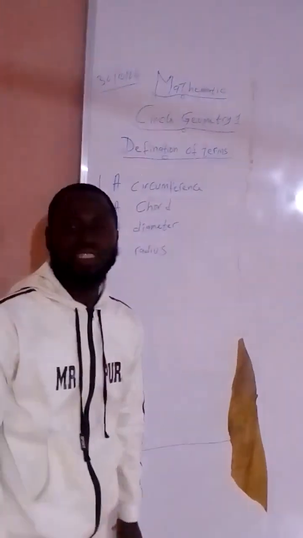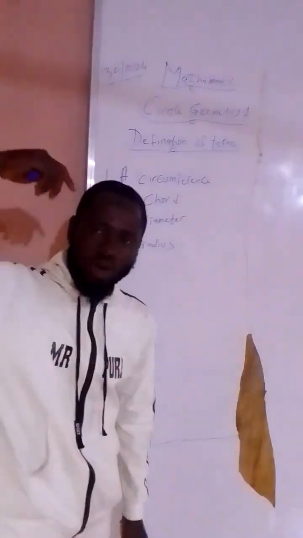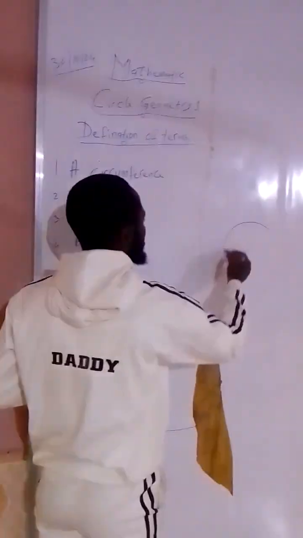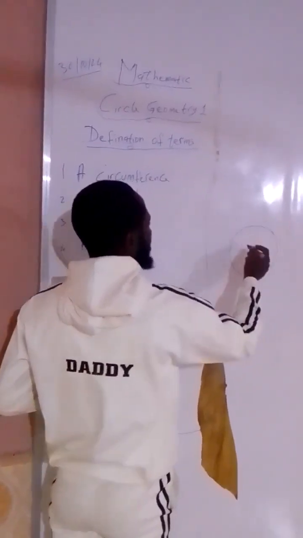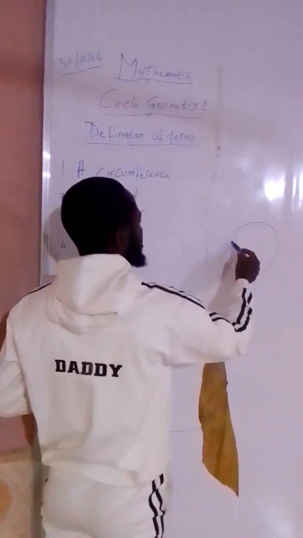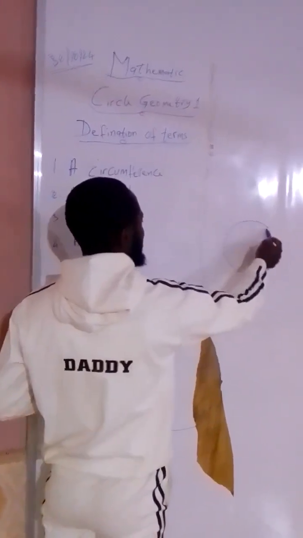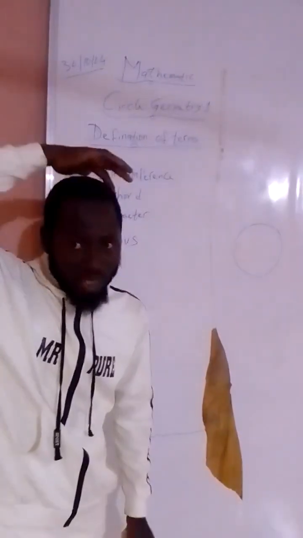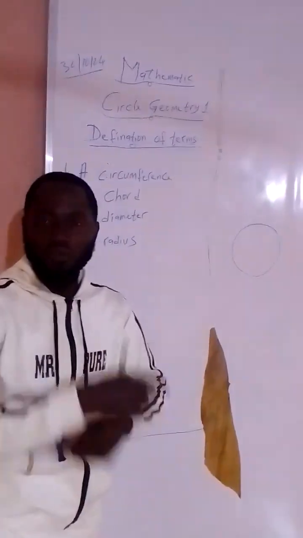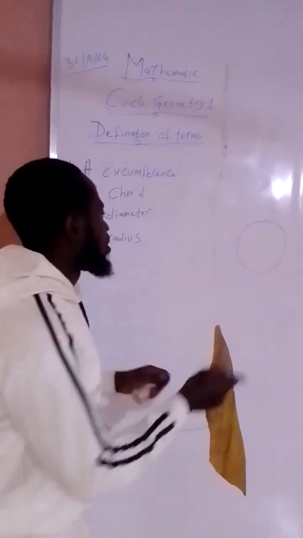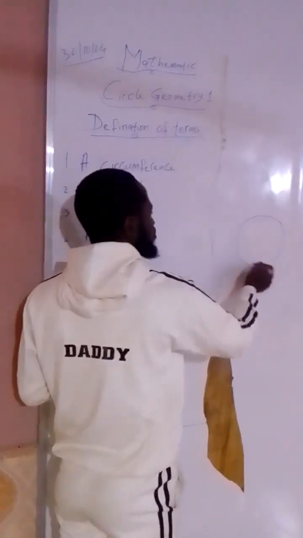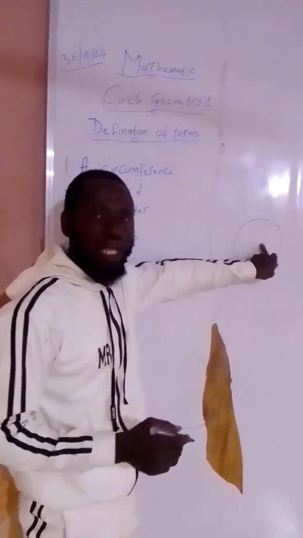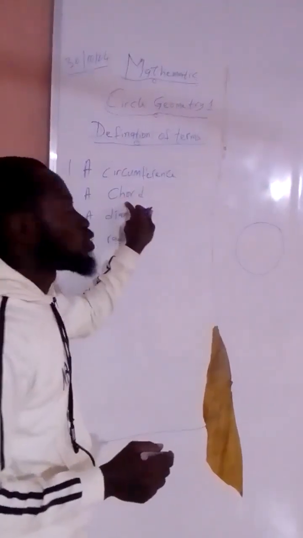What do we mean by the circumference? The circumference is the length of the edges of a circle. That is, if I have a circle in this form, the length of this circle is known as what? The circumference. That is, this is the circumference of my head. This is the circumference of my hand. So the length of the edge of the circle is known as what? The circumference.